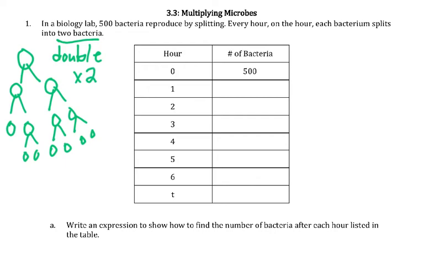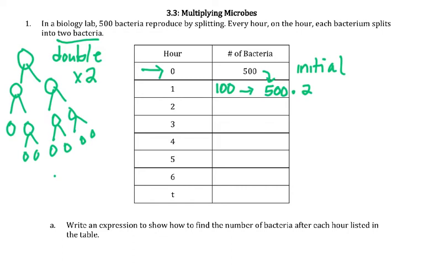So this is what we did, was we filled in this table. So I started with 500. That's time 0. That's my initial. This is the initial. That's how much I start with. After 1 hour, remember 500 multiplies by 2, so that means I've got 1,000. However, I want you to write it like this: 500 times 2, because it's doubling.